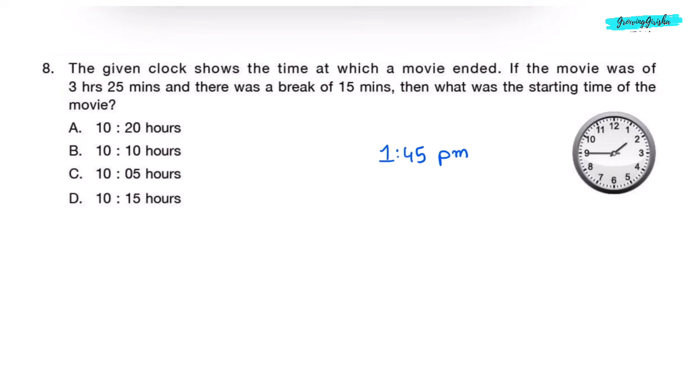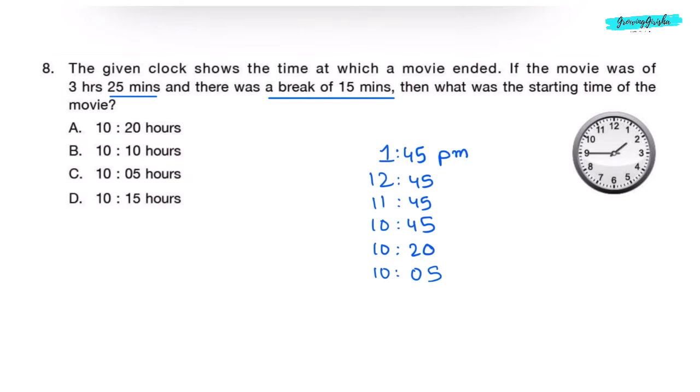1 hour before 1:45, 12:45. 1 hour before 12:45, 11:45. 1 hour before 11:45, 10:45. There are also 25 minutes. So we will subtract 25 minutes from 45 minutes. We will get 10:20. Now in the movie there was a break of 15 minutes. So we will subtract 15 minutes from 20. So we will get 10:05. Correct answer is option C.